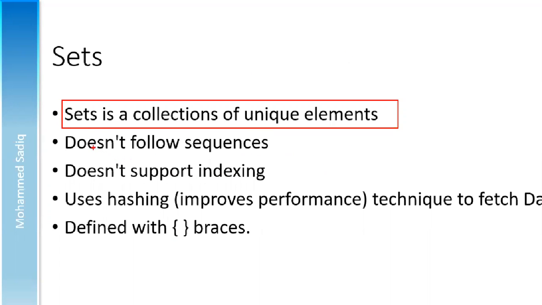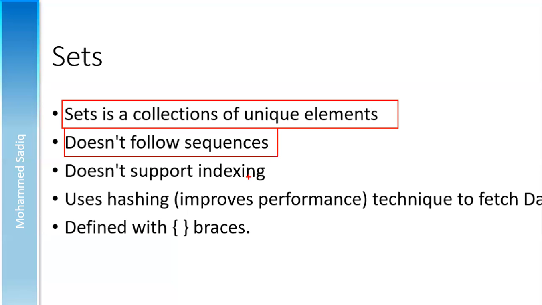Now, a set does not follow sequencing. What is sequencing? When you store the values Sadiq, Ghana, Sarah, Praveen, they are stored as 1, 2, 3, 4. When you read, the first value is Sadiq, the second value is Ghana, the third value is Sarah, the fourth value is Praveen, and the fifth value is Jacobs. It reads one after the other, in the same sequence as we had stored.